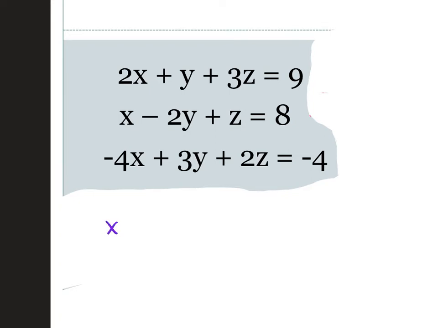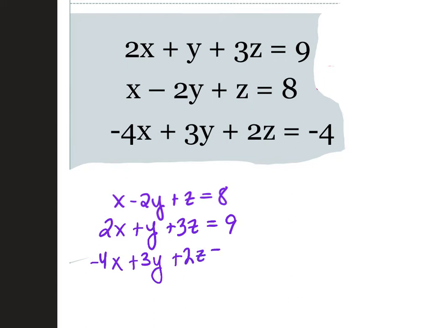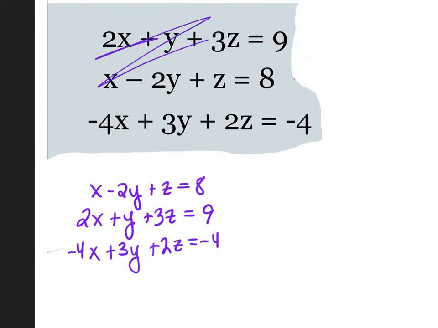I'm going to rewrite this as x minus 2y plus z equals 8. And then I'm just going to write 2x plus y plus 3z equals 9. And then I'm going to say negative 4x plus 3y plus 2z equals -4. And I'm going to take a second and make sure I rewrote everything correctly. Did I make any mistakes with signs or anything? Okay, so we're no longer looking at this.